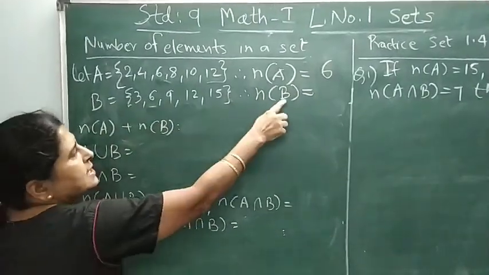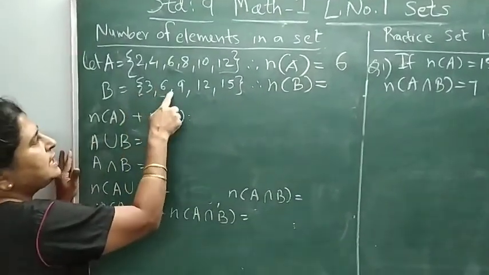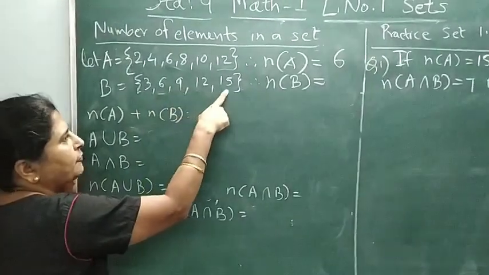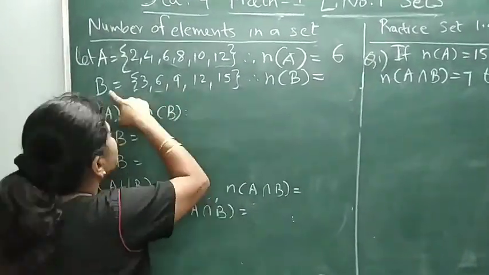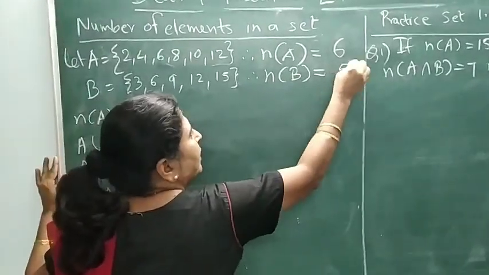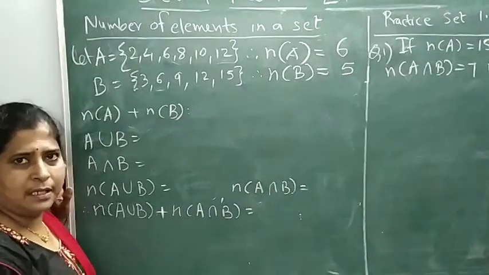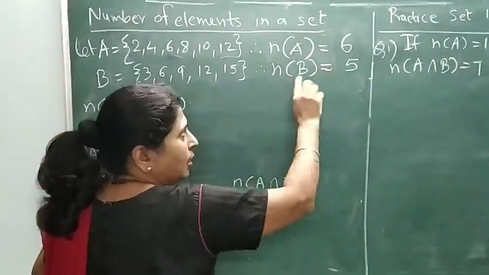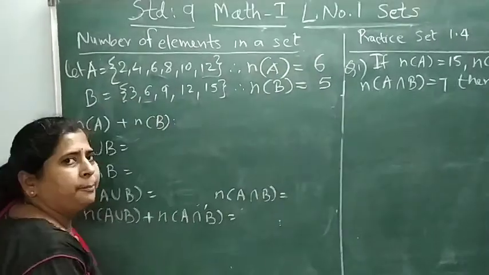And how many elements are in set B? The set B is 3, 6, 9, 12 and 15. Let's count: 1, 2, 3, 4 and 5. There are 5 elements in set B. So the number of elements in set B is 5. Here many times students misunderstand and put these numbers into curly brackets, which is wrong. Here we should not put any bracket.